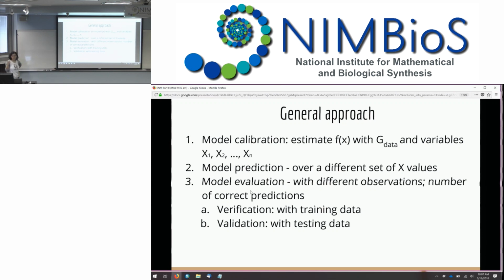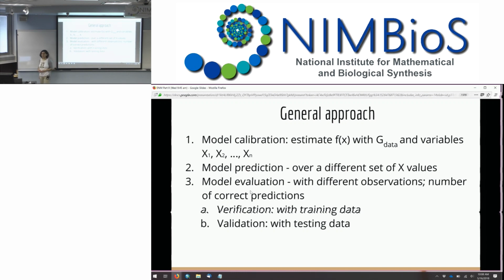Okay, so the general approach is we calibrate the model. So we estimate that function using available species data and a set of variables. Then the model provides us with a prediction over a set of variable values over the study area, right? The calibration is done at the locations for which we have species presence or presence and absence. We use the environmental values at those presence or presence absence locations. Then we make a prediction over our entire study area, so let's say the Southeastern United States.